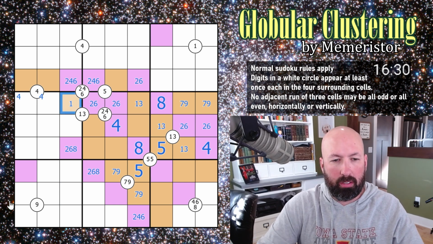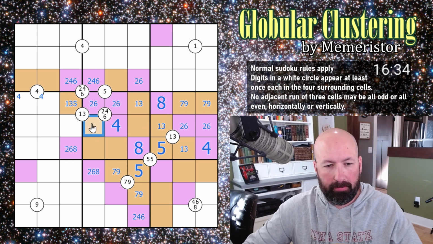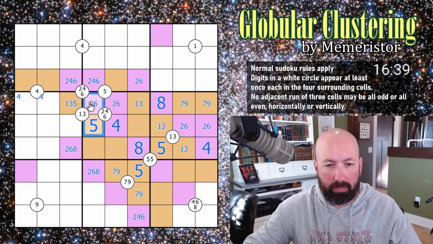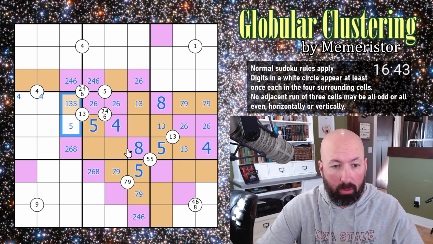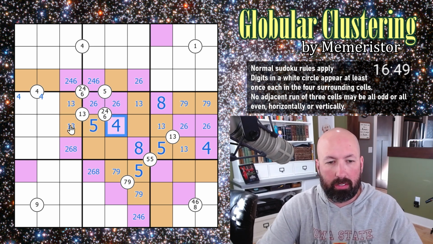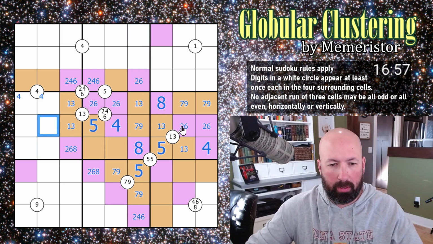4 is up here. This has to be odd. It's a 1, 3, or 5. So this has to be the 5, because remember, wherever we put the odd on here, it had to be the 5. So these are 1 and 3 then, because there's no 1 or 3 here. So these are the 1 and the 3. This is odd. This is a 7 or a 9. So there's a 1 or a 3 up here. Okay, we'll get back to that.